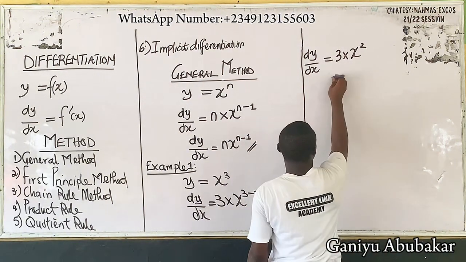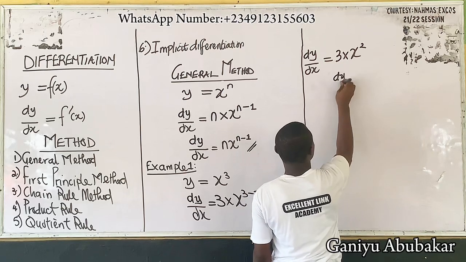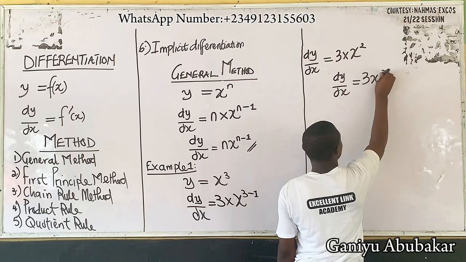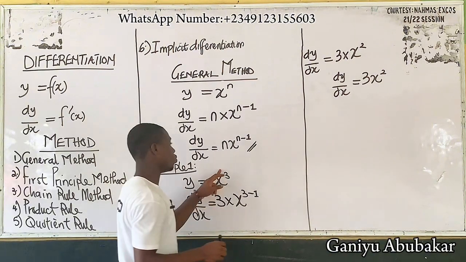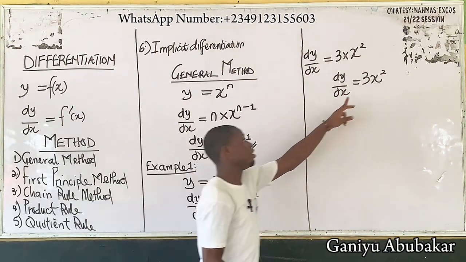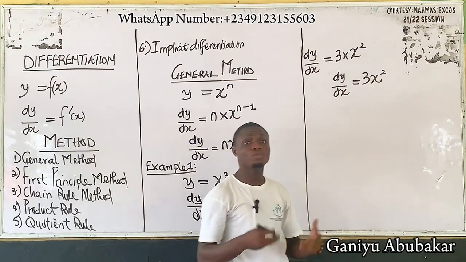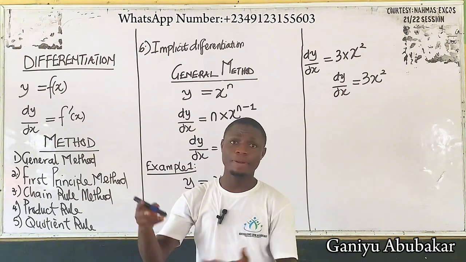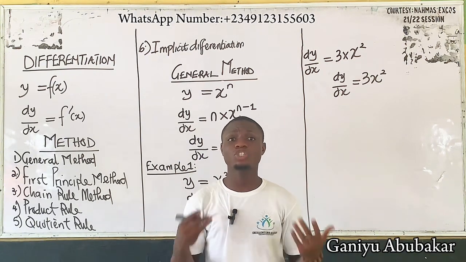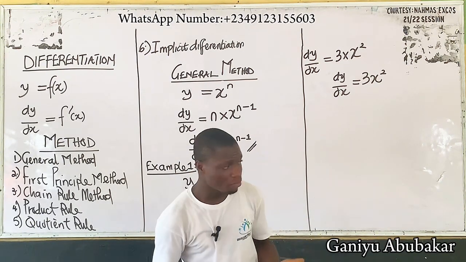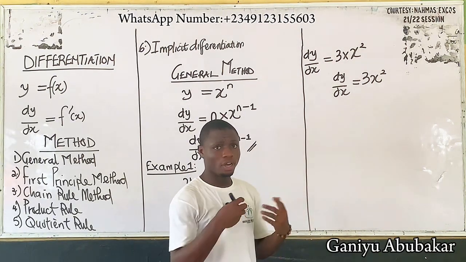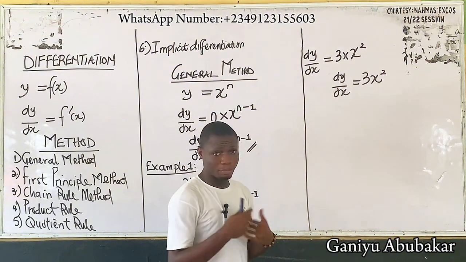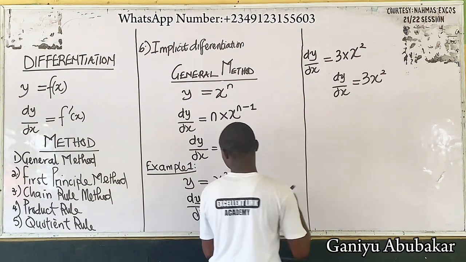From here, multiply the 3 by 1, and dy over dx is equal to what? 3x squared. If I differentiate x cubed, I'll end up having 3x squared. This is how to differentiate using the general method: multiply by the power and subtract 1 from the power. Let's take yet another example and see how we can evaluate it. Right, example 2.